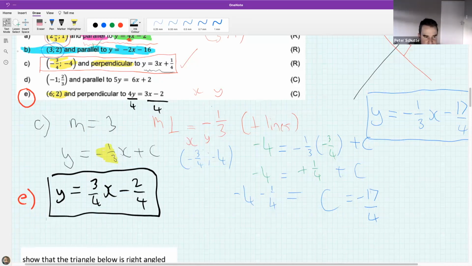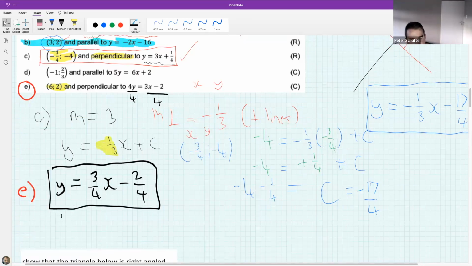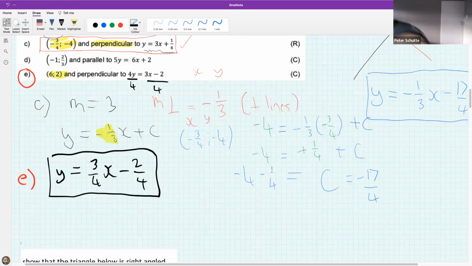Now we have to go from there and say, look, we've got this line E, which is 3/4 x minus 2 over 4. Find me the equation of the line mentioned in question E. And let me turn my lights on because the sun is going down.